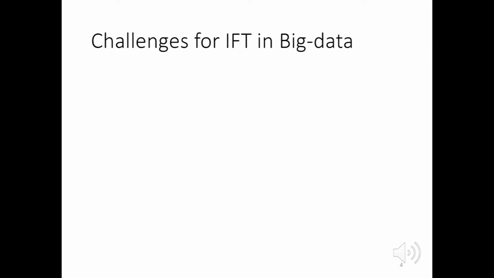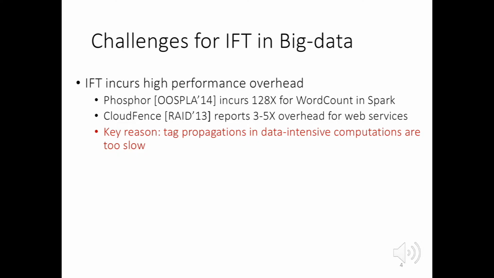However, as far as we know, there's no IFT system for big data processing frameworks. We have found two major challenges when applying IFT in big data. First is the performance challenge. We ran a recent IFT system, Phosphor, in Spark with a WordCount program, and we found that the performance overhead is more than 100 times compared with native Spark execution. Another IFT system that supports web programs incurs 3 to 5 times computation overhead. We found that the key reason is that tag propagation in data-intensive computation is too slow.